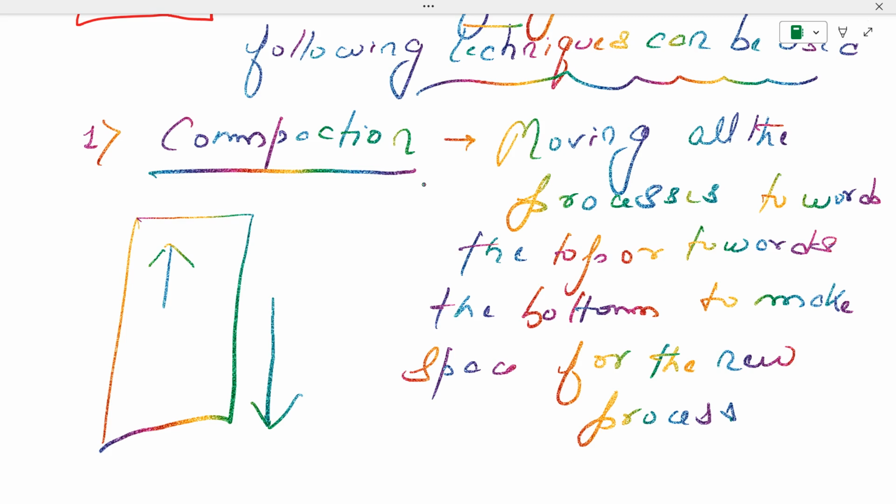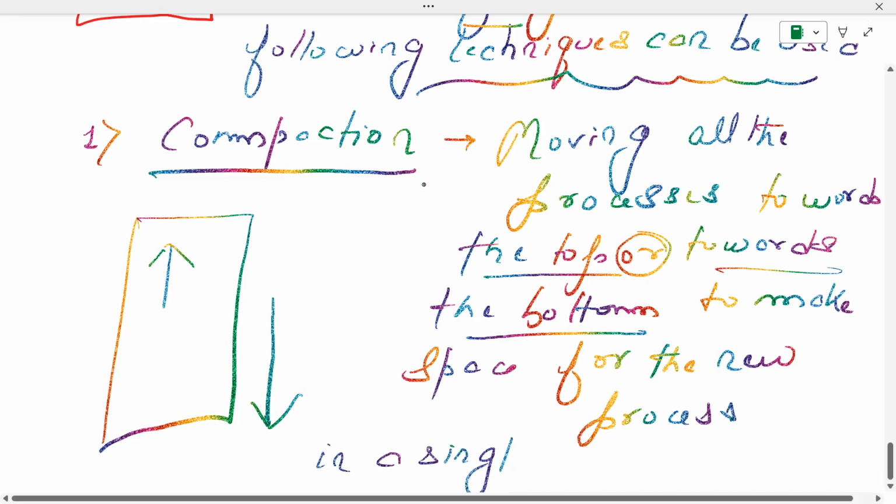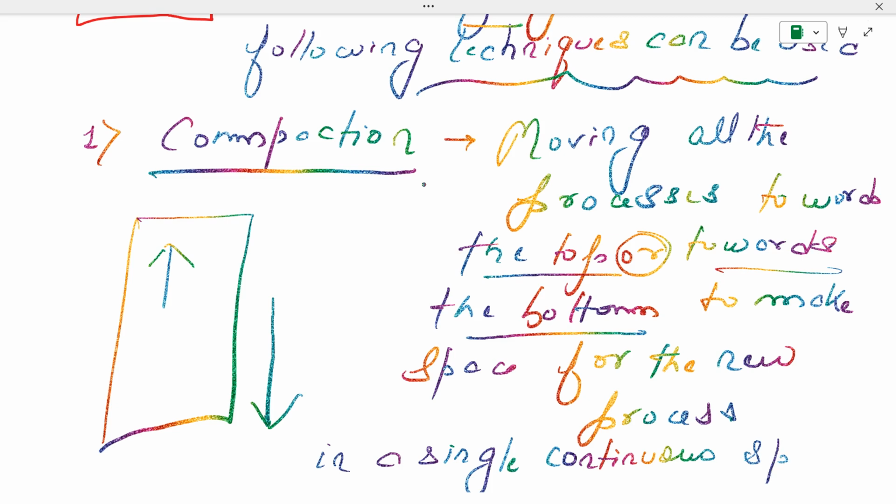But it is not so easy, because obviously if you are moving the processes upward or downward, you have to change the addresses of the processes, which is not advisable when the processes are in running state. So compaction is the process of moving all the processes towards the top or towards the bottom, so as to make space available for the new processes in a single continuous space. A single continuous space is important. This process is known as compaction.